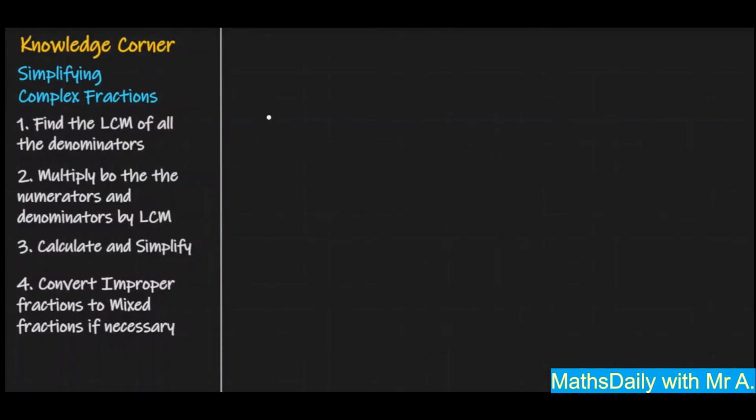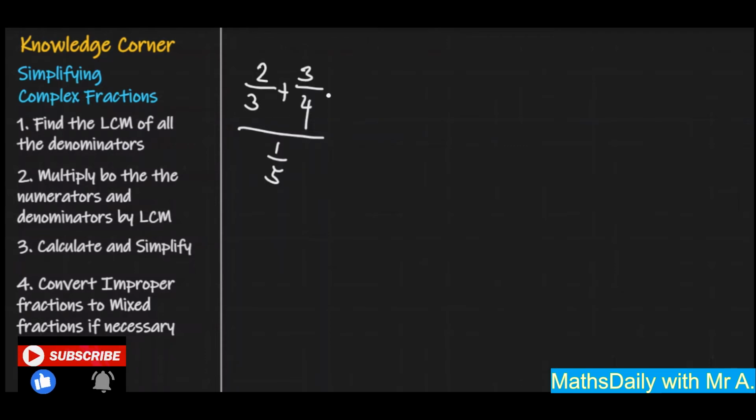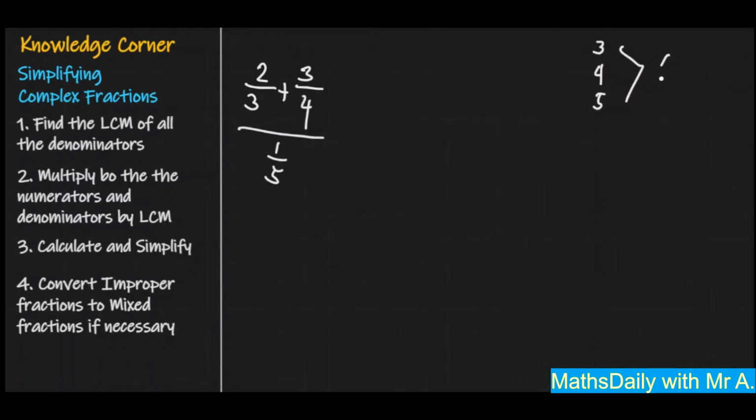How to simplify more challenging complex fractions. So let's have some examples. 2/3 plus 3/4 divided by 1/5. To simplify this fraction, the first step that we need to do is to find the least common multiple of all the denominators. So what is the least common multiple of 3, 4, and 5? The least common multiple of 3, 4, and 5 is 60.